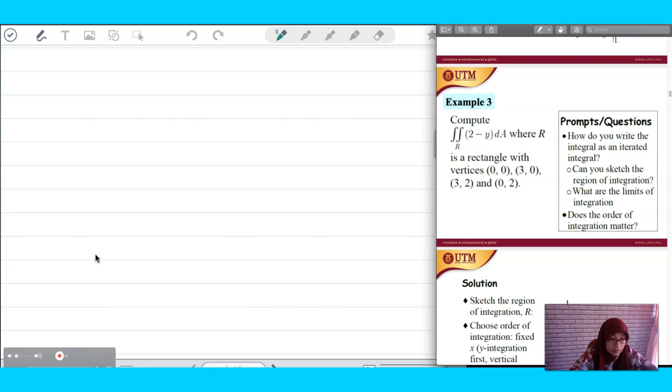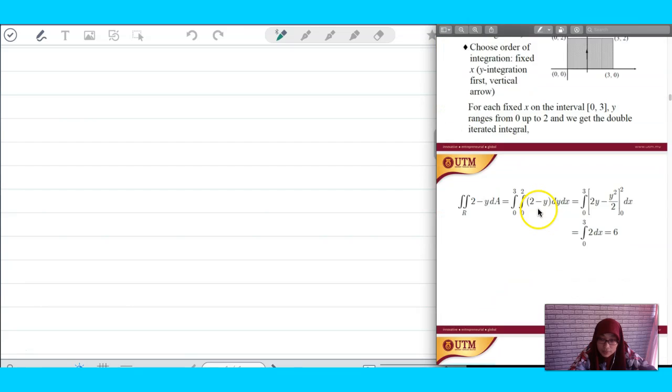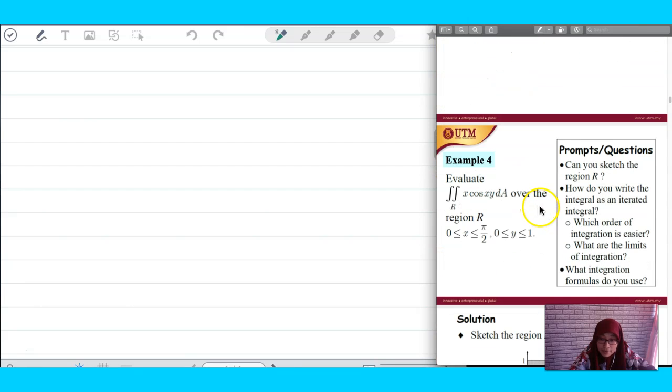Okay, so for the example, we have done example 3. From this example 3, the limit and the order of integration are not given, but you can just refer to the information provided, so then you can determine the order and also the limit.